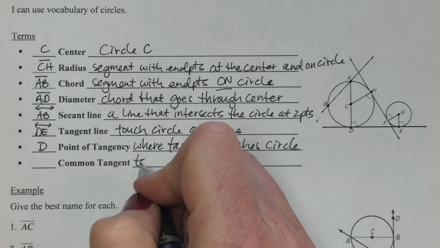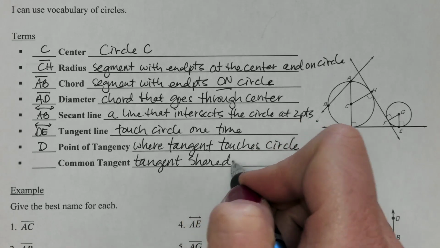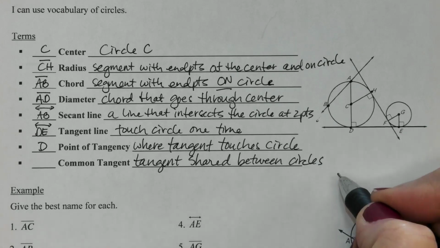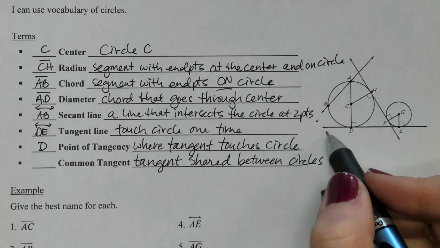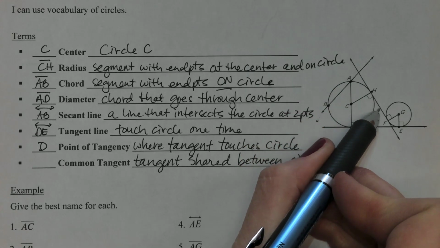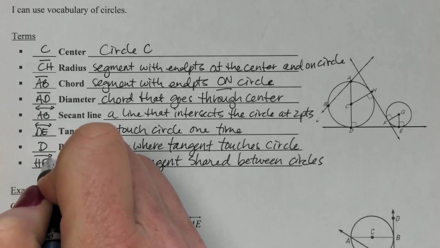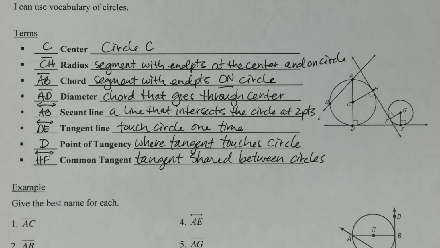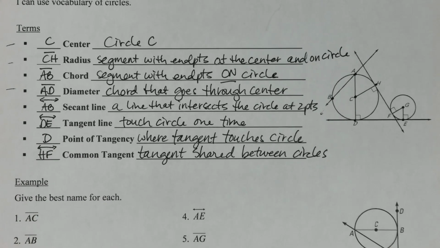A common tangent is just a tangent that touches more than one circle. So a tangent shared between circles. Could be lots. Usually we're just talking about two for our purposes, but it could be lots of circles. So a common tangent could be that DE, that same one we were using before. Could also be this HF, because it touches both circles. So I'll just use HF so you have a different example of a tangent. So that's your vocab today. It's a lot. You probably know 3 out of all of those, so some new vocab for you to learn.